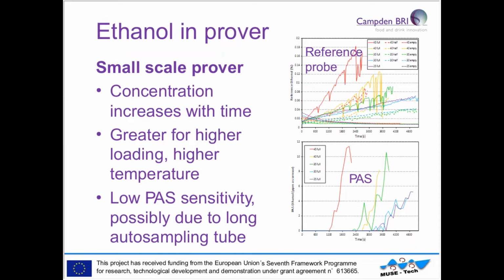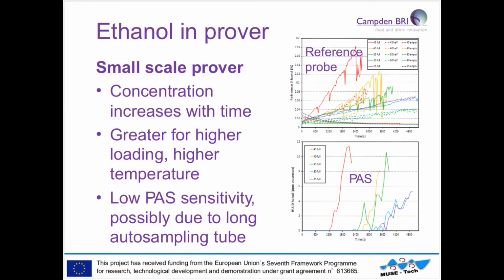Ethanol is much more interesting. If you look at the top right graph, which is the reference probe, you can see that from putting the dough in the prover, the concentration of ethanol is continuing to increase over the course of proof, and we proof for about an hour. And at higher temperatures, we see a greater rate of increase, which is consistent with the greater rate of fermentation we'd expect. And also, if we put more dough into the prover, then unsurprisingly, we generate more ethanol.